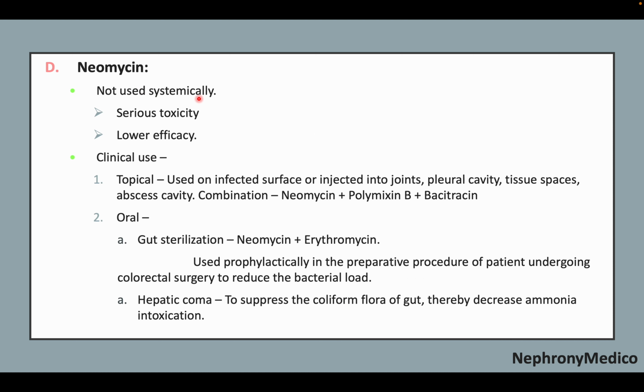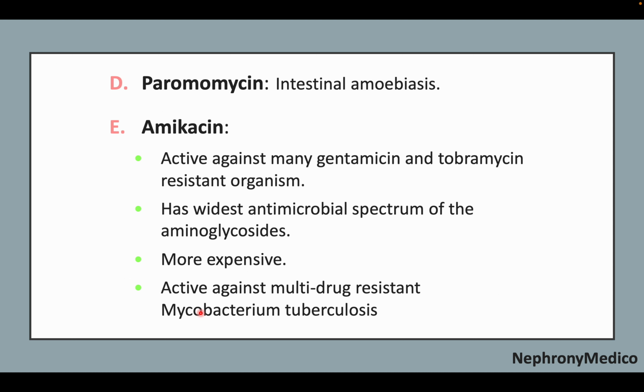Neomycin is not used systemically because of serious toxicity and lower efficacy, but it is used clinically topically for infected surfaces or injected into joints, the pleural cavity, tissue spaces, and the oral cavity. It is combined with polymyxin B and bacitracin. Orally, for gut sterilization, neomycin and erythromycin are used prophylactically in the preparative period of patients undergoing colorectal surgery to reduce the bacterial load. It is also used in hepatic coma.